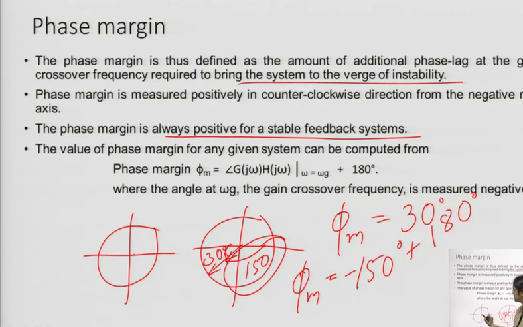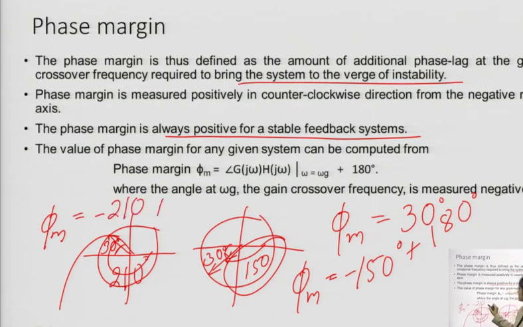Now, in case the plot goes something like this, the phase margin will be here. For example, this is 30 degrees. The phase angle will be 180 plus 30, that is 210 degrees. So, in that case, what will be the phase margin? This is minus 210 degrees, so minus 210 plus 180 degrees, which will be nothing but minus 30 degrees.